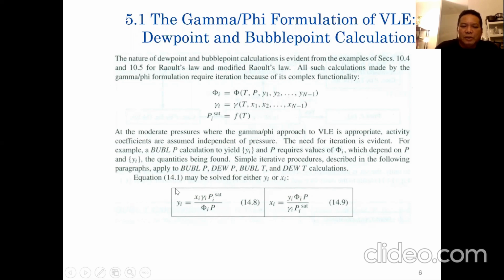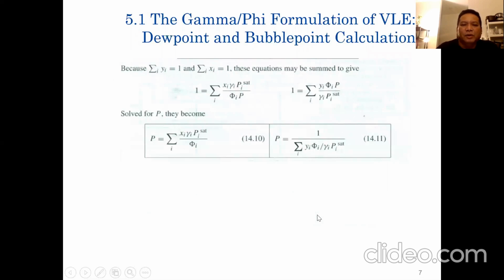So equation 40 can be solved for this. We get this equation here, yi for the vapor and xi for the liquid phase, in this form. If we know that the summation of all the vapor fractions should equal 1, and the liquid fractions should equal 1, then we get this equation, and we can find what the pressure is. So P will be the summation over i of all these parameters. It is the same also for this; this is the inverse. This is for liquid and this is for the vapor.